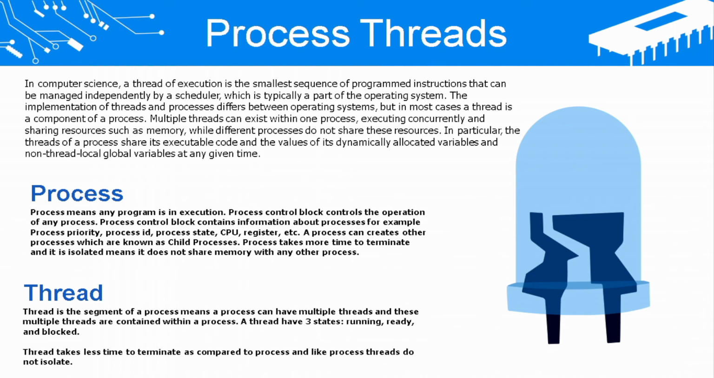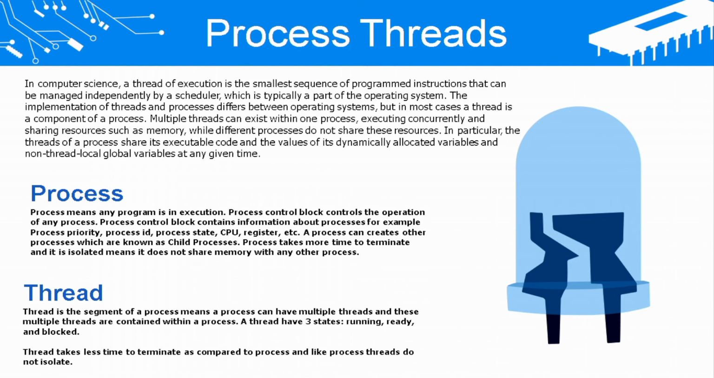So what is a process? A process means any program in execution. The process control block controls the operations of any process. The process control block contains information about processes, for example process priority, process ID, process state, the CPU, the registers, etc. A process can create other processes, which are known as child processes. A process takes more time to terminate, and it is isolated, meaning it does not share memory with any other process.